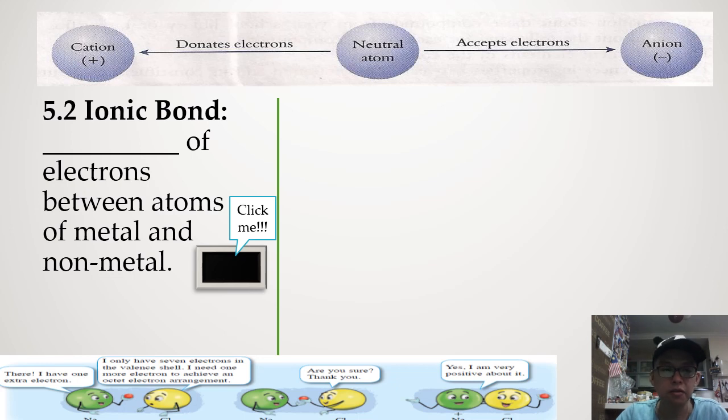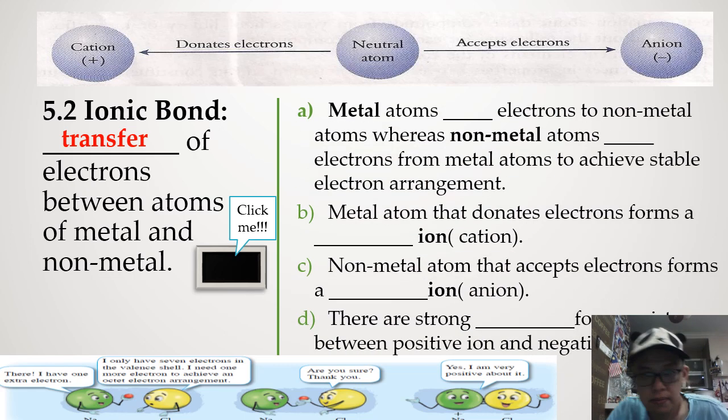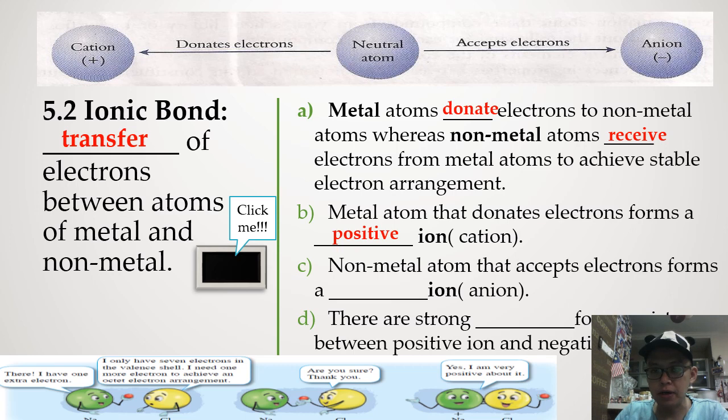Ionic bond is the transfer of electron between atoms of metal and non-metal. The metal atoms always donate electron to the non-metal, while the non-metal atoms always receive electron from the metal atom to achieve stable electron arrangement. The metal atoms donate electron will form a positive ion we call cation, while non-metal atoms receive electron will form negative ion we call anion. There are strong electrostatic force between the positive ion and the negative ion.